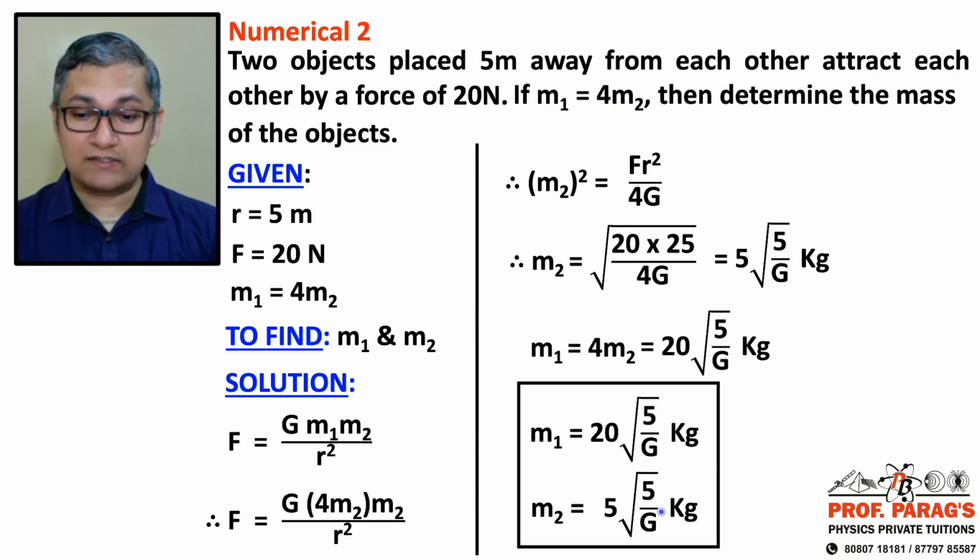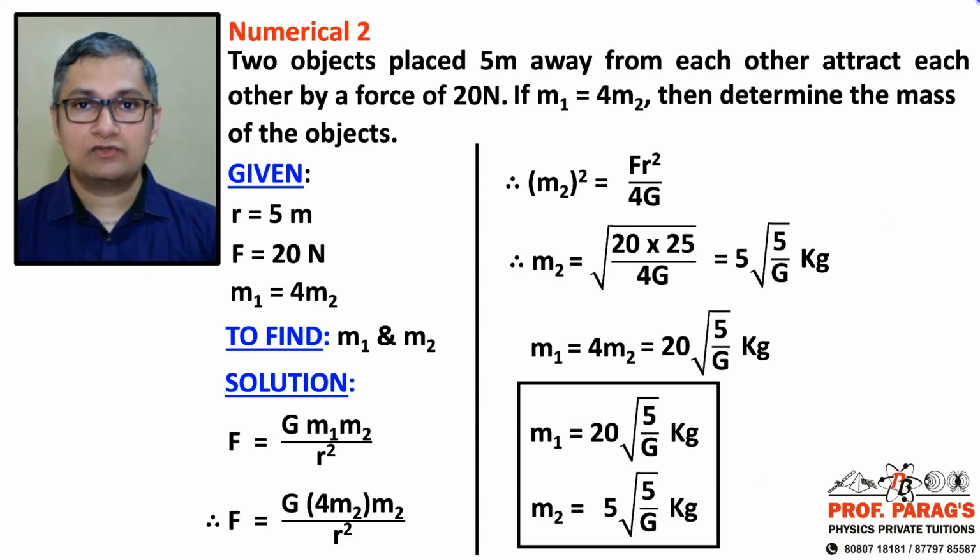If you want, you can substitute the value of G and get it in terms of kg. Again, it's going to be quite less, but in the answer given in the book, these are the numbers. So 20 root 5 and 5 root 5, and root G has to be included there.